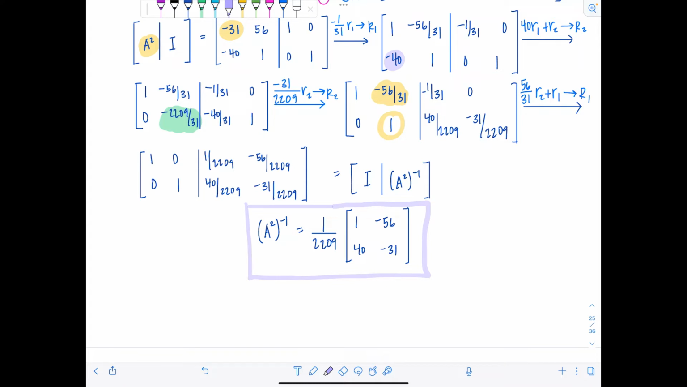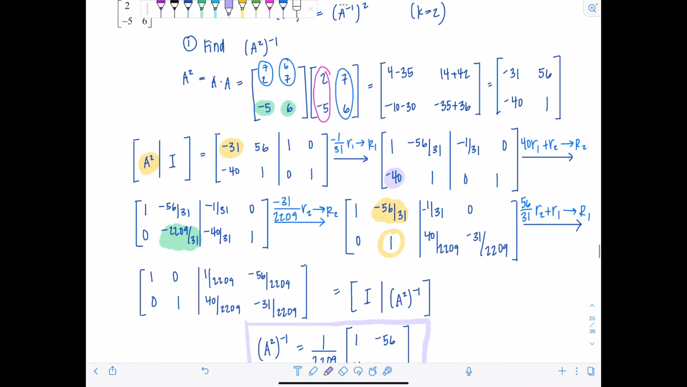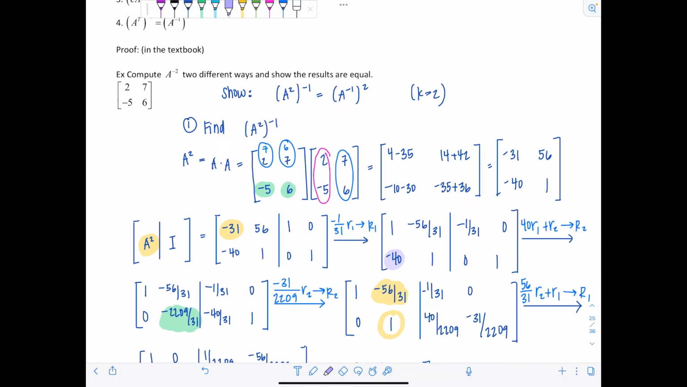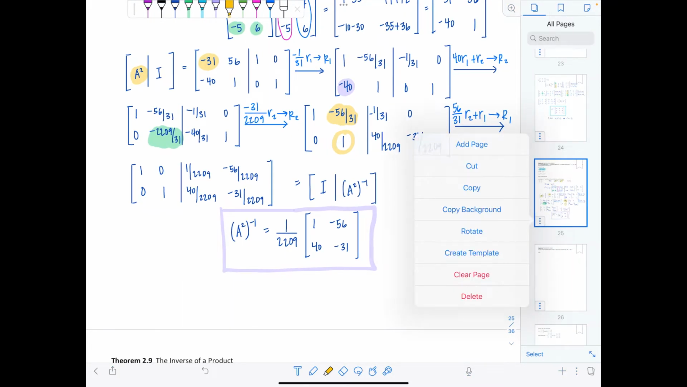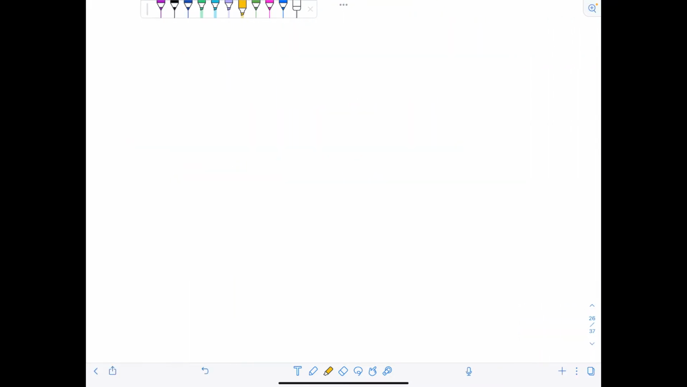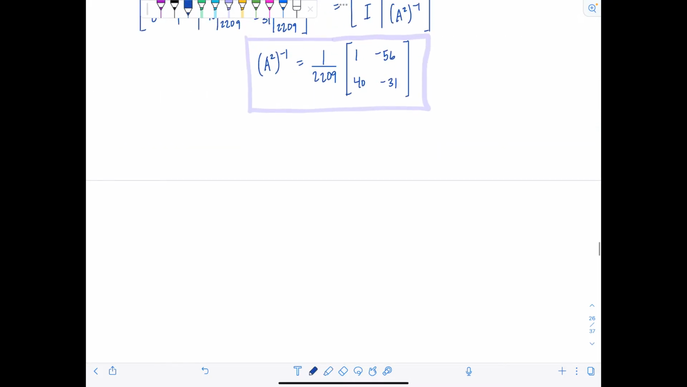Okay. Now we need to find the same quantity using the left-hand side of the identity. So what we're going to do is find the inverse of A and then square it. Okay, so we already did this portion here, A squared and then the inverse. Now we need to go the other way. So continuing, I need another sheet of paper. Okay, love it. Now, method 2. We're going to find A inverse first and then square it.